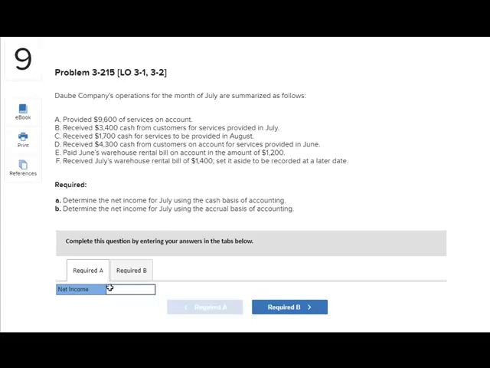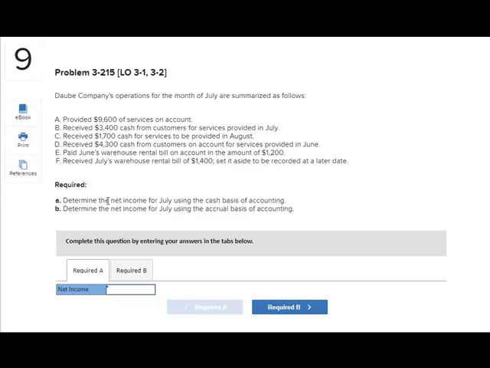So in problem 9, we first have to figure out net income for July using the cash basis of accounting. And under the cash basis of accounting, you recognize revenues when they're received in cash, you recognize expenses when they're paid for in cash. And we're not learning the cash basis of accounting in this class because big companies that are publicly traded, they're not allowed to use the cash basis of accounting per GAAP, generally accepted accounting principles.